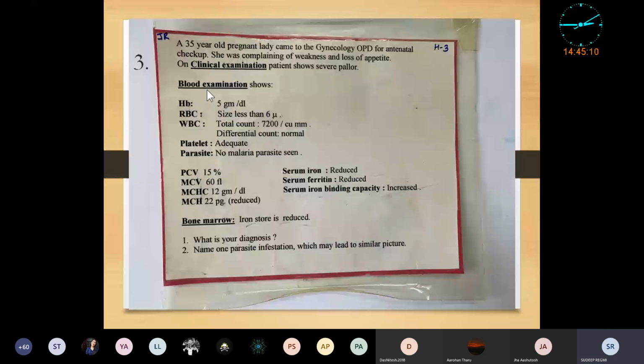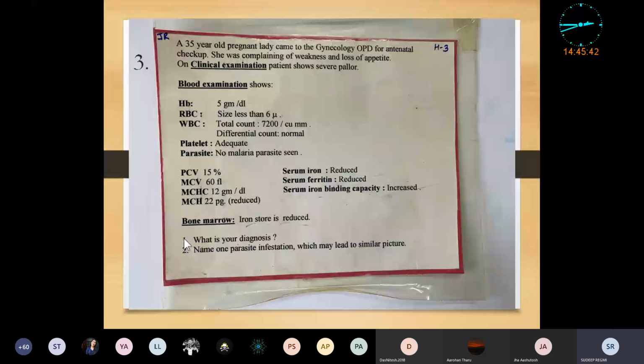And here you can see the iron profile where the serum iron and serum ferritin are reduced and the total iron binding capacity is increased. And bone marrow shows that the iron store is reduced. So what is the diagnosis? Iron deficiency. Okay, microcytic hypochromic anemia according to this.